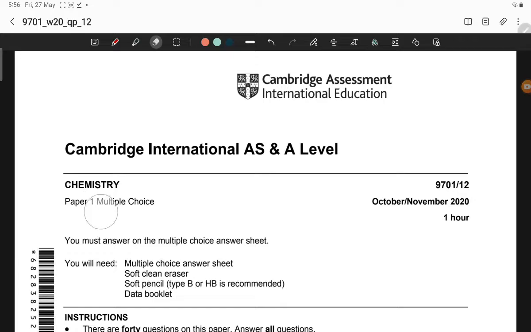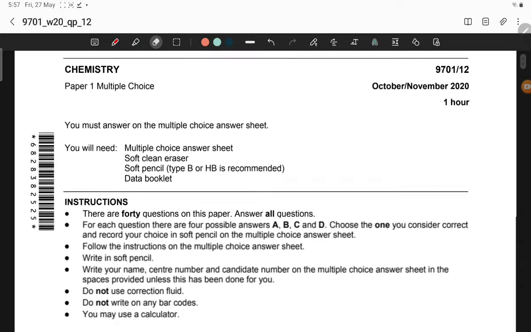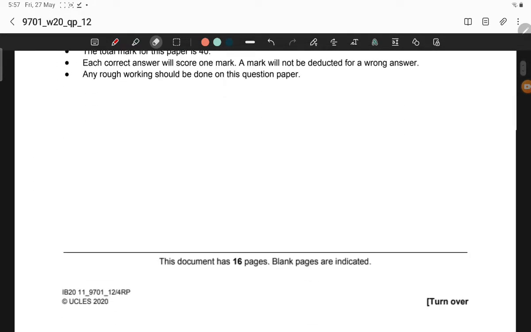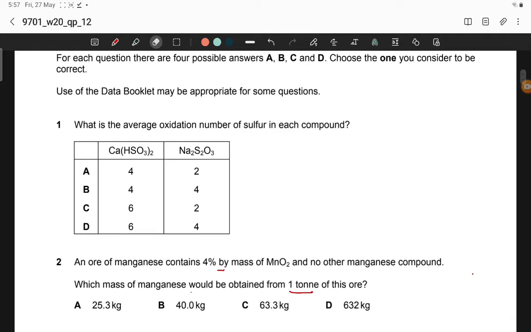This is Chemistry Paper 1, multiple choice paper 9701/12 from October/November 2020. Let's start. Question number 1. What is the average oxidation number of sulfur in each compound? Let's check.